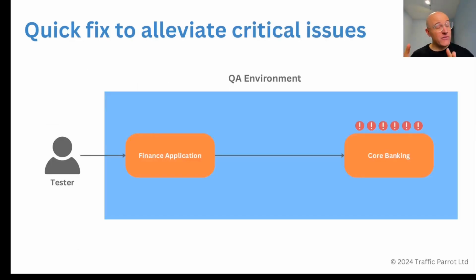However, there's a quick fix to alleviate those critical issues. So let's say we're working in this QA environment where we're testing this finance application, and we've got this core banking application that's returning all these errors. So we've got data setup issues, environment availability issues, environment scheduling issues, etc., the issues that we've discussed. How can we solve this problem with a quick fix?